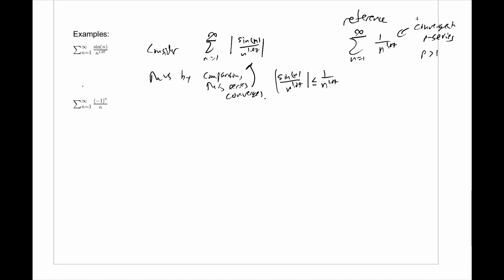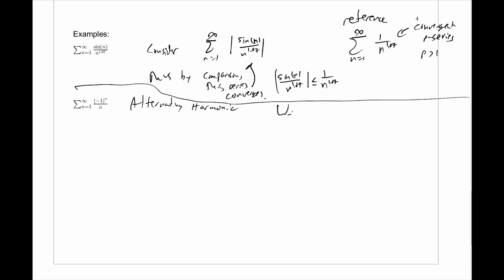Now let's look at this new series. This is called the alternating harmonic series. I think I've mentioned it at one point in the past. It looks just like the harmonic series, only the signs alternate. We showed by the alternating series test that this series converges. And I'll remind you of why.